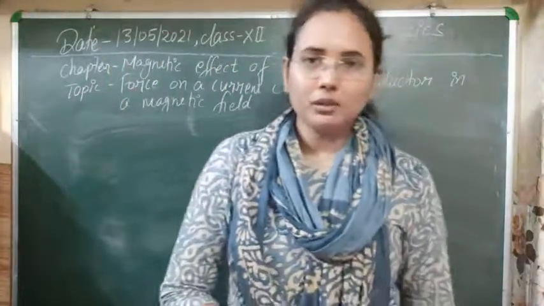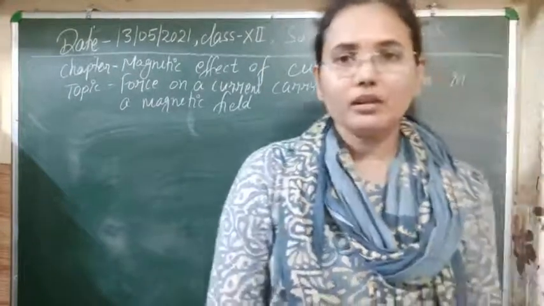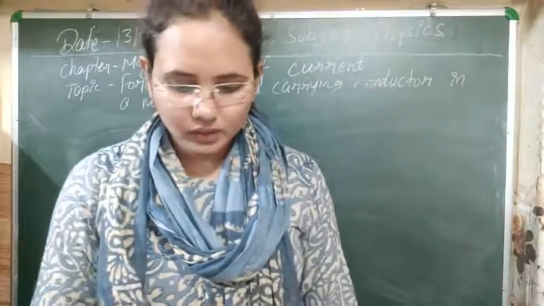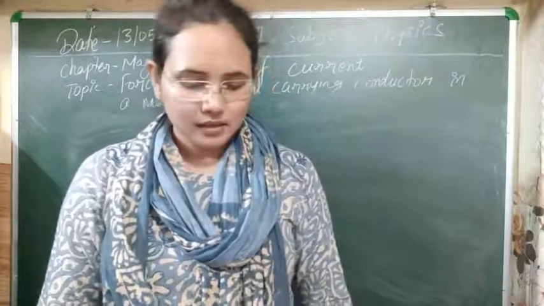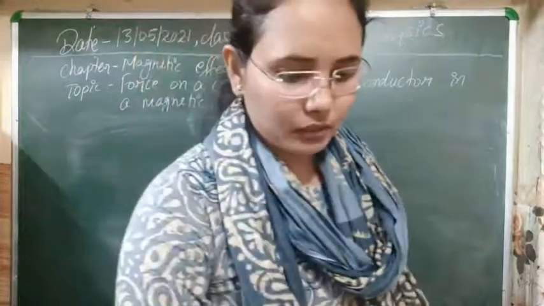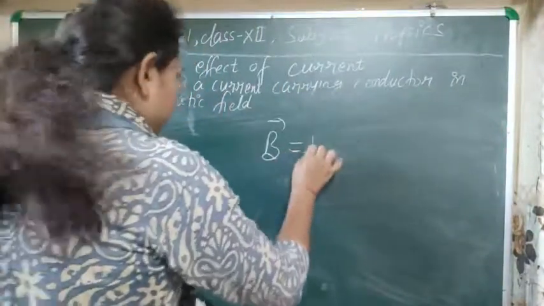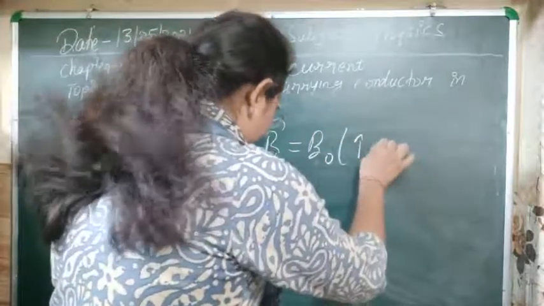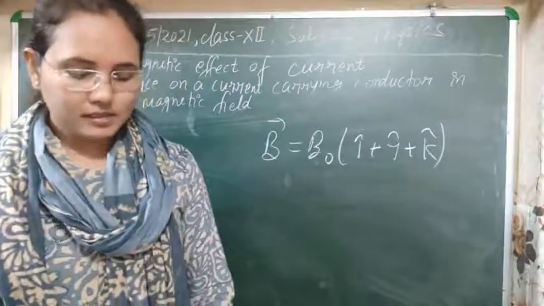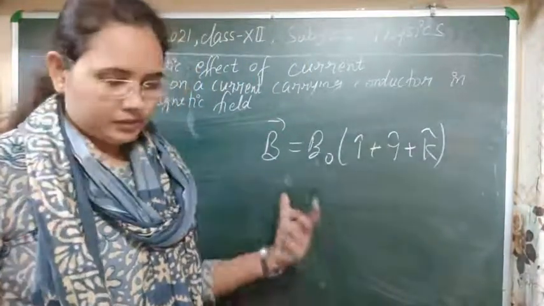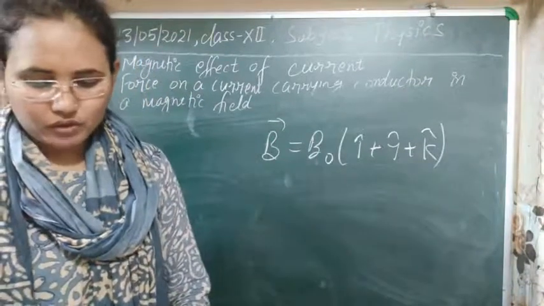Now let's see some numerical problems based on this formula that we have just discussed. A question is given to us: a wire of length small l carries a current I along the x-axis. The field given to us is B equal to B0 (i plus j plus k) Tesla, existing in space. Find the magnitude of the magnetic force on the wire.